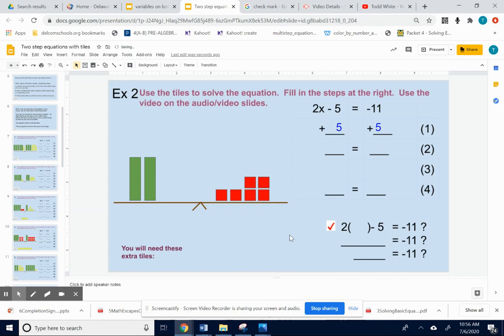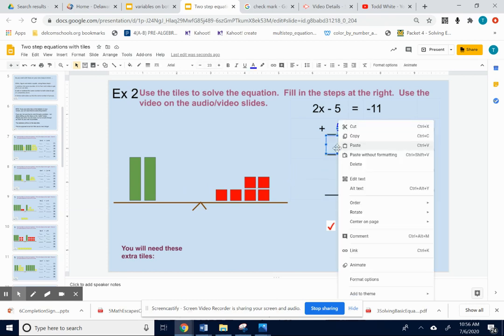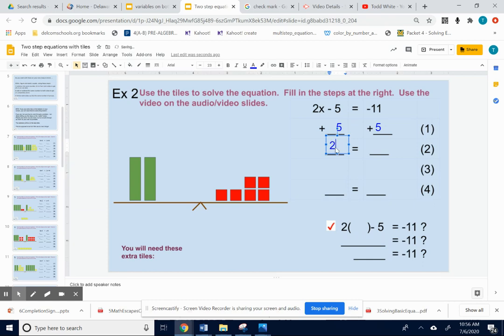Okay, so we added 5 to both sides. Write down what we get after we clean things up a bit. Now we have 2 x's on the left and 6 reds on the right, because that's negative 6 on the right. So we have 2x balancing with negative 6. So we're going to type that in on row 3. 2x is equal to negative 6.